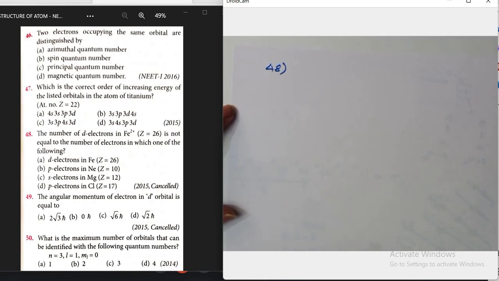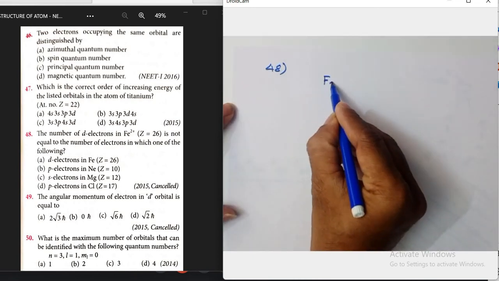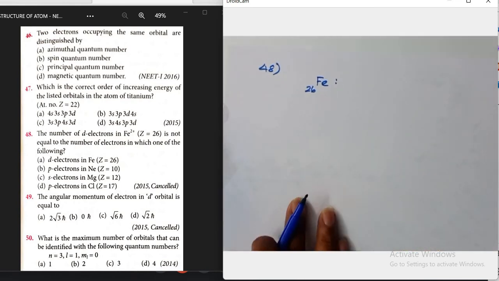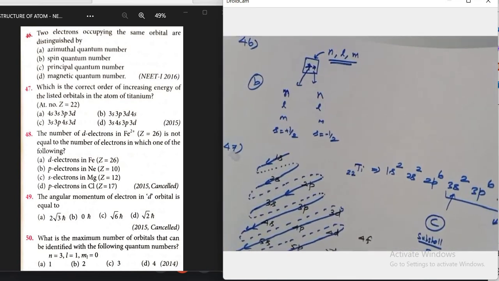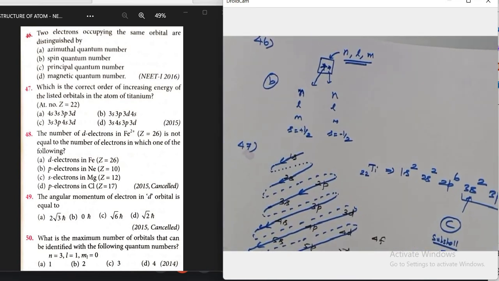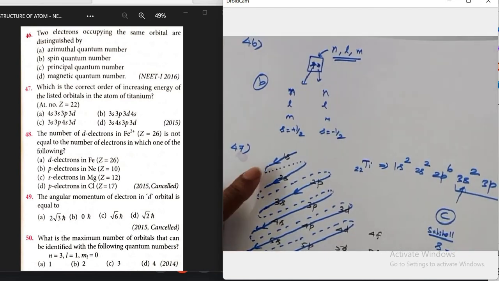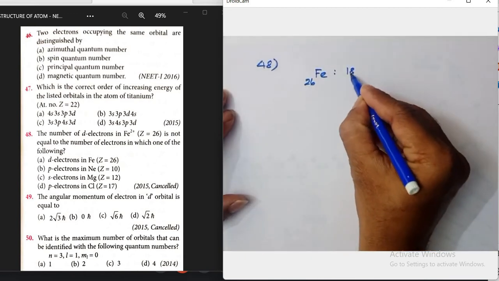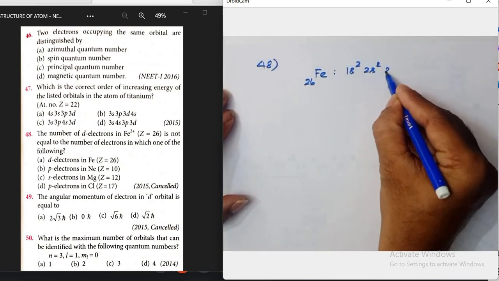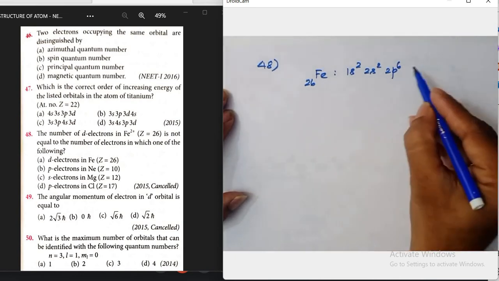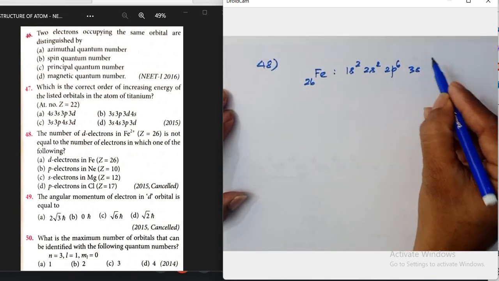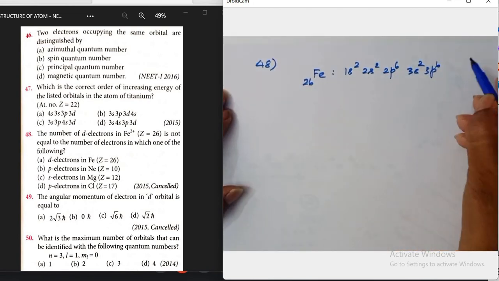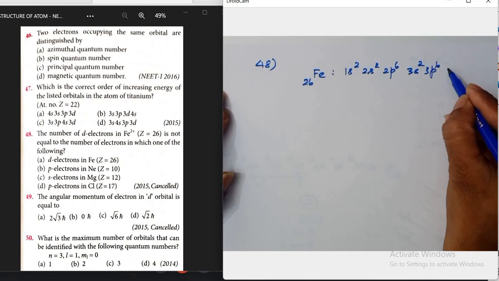Listen. For iron, atomic number is 26. So what is the electronic configuration? Let me write the electronic configuration first. We should start from 1s, then 2s. So 1s2, 2s2, 2p6, then 3s2, 3p6. So up to this 18 electrons are over. Then we have 3d 4s.